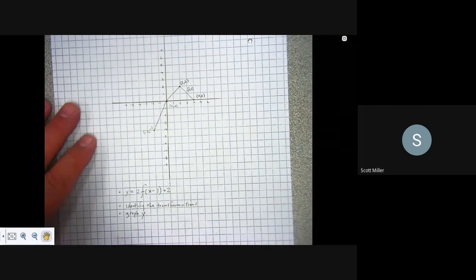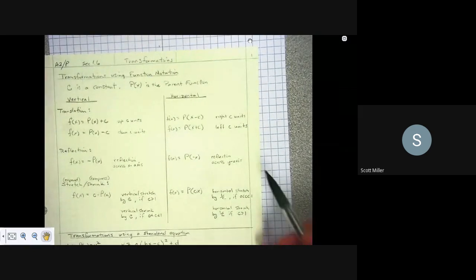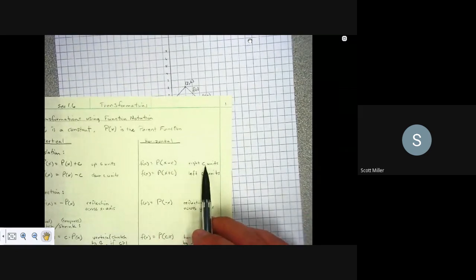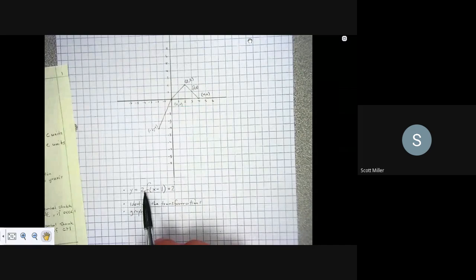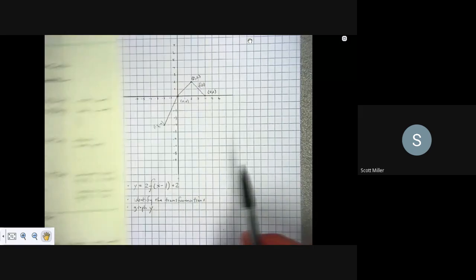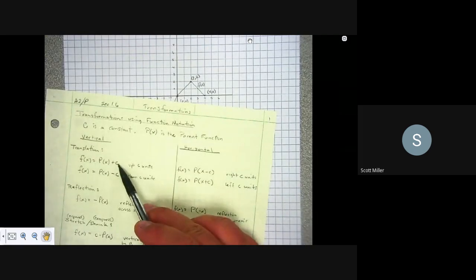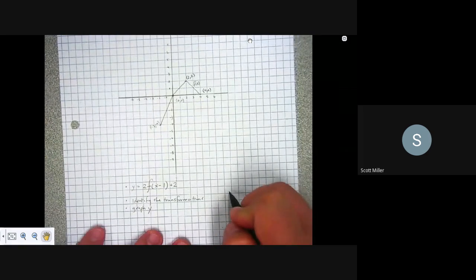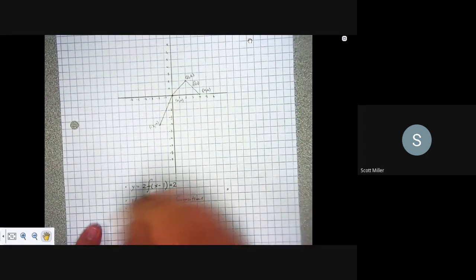Let's look at our transformation page and see all the things that are associated with it. So I see that inside the parentheses, I have an x minus 1. So I know I'm going to move to the right 1 unit. I have a 2 out in front over here that corresponds with this concept, so that would be a vertical stretch by 2. And then I have a plus 2 over here, which means also that would be an up 2 units. That's how those work. So the list of the transformations, you start from the inside and work your way out.